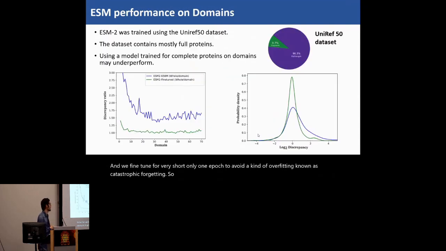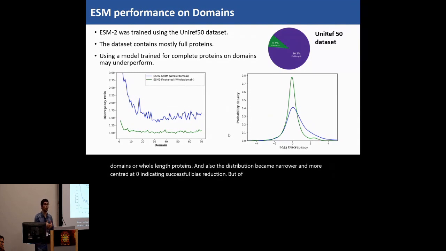So here are the results after this fine-tuning, which is the green line. This is the same experiment of showing the whole context or only the domain. And what you can see on this green line is that now the predictions are equally confident when you have domains or whole-length proteins, and also the distribution became narrower and more centered at 0, indicating a successful bias reduction.